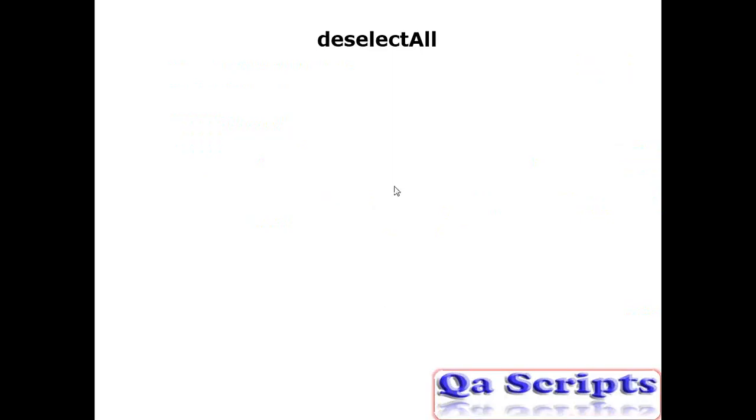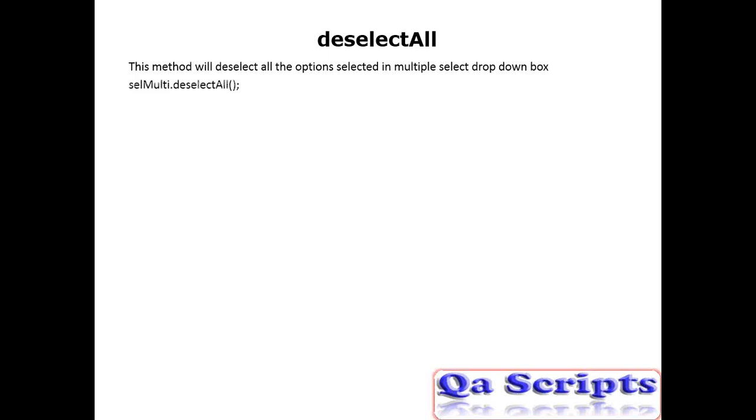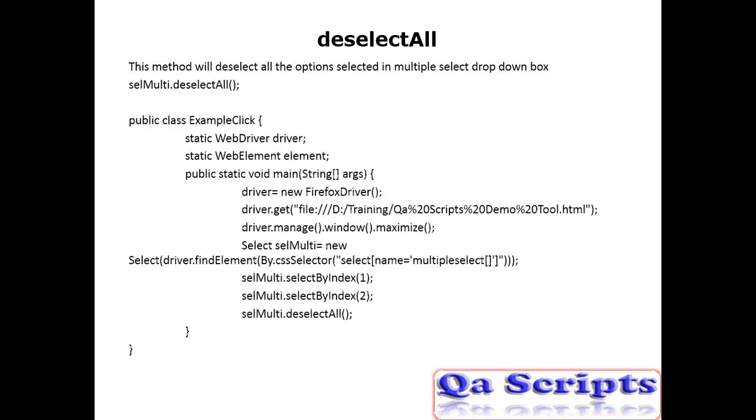There is another important method called deselectAll. As the name suggests, if we use deselectAll, it will deselect all selected options from the drop down. Here is the syntax. We have to use the object, that is selMulti in my case, and dot deselectAll. Let us look at the script and how exactly the script is going to work.